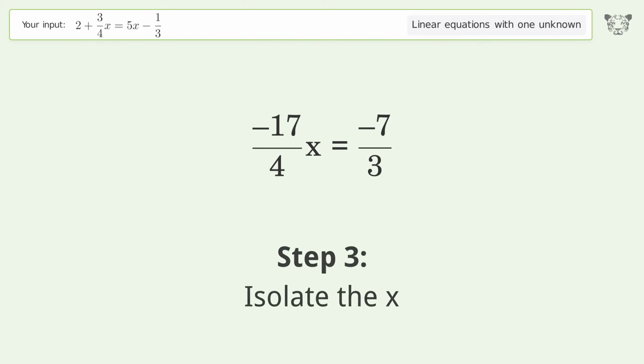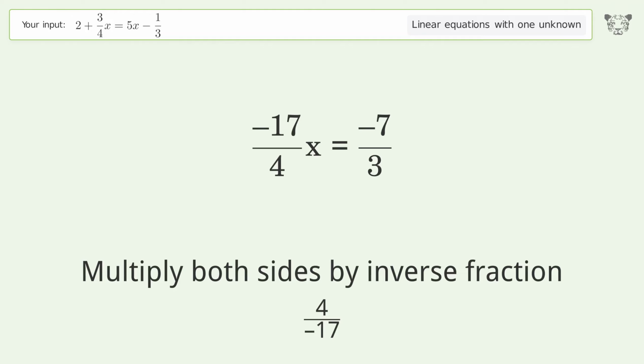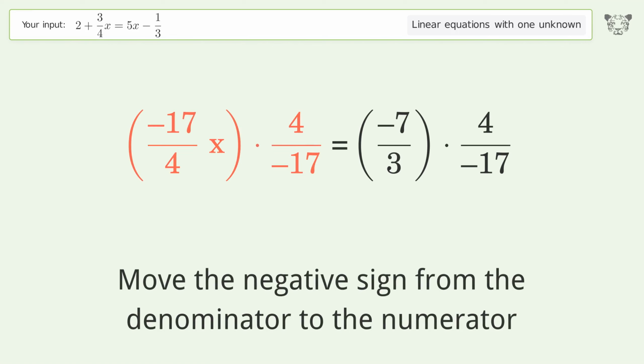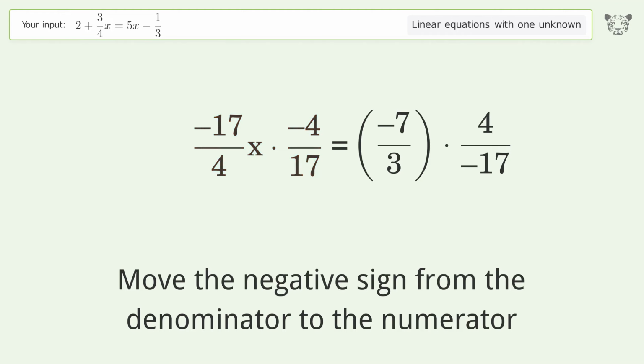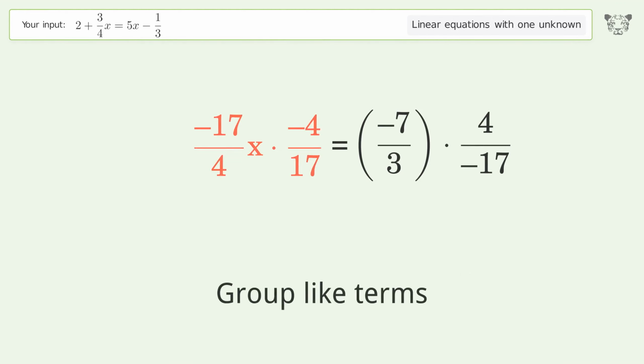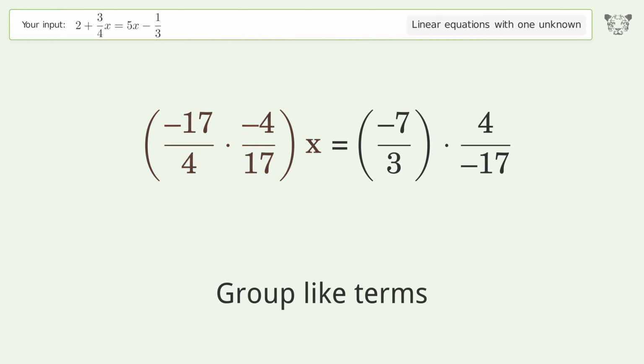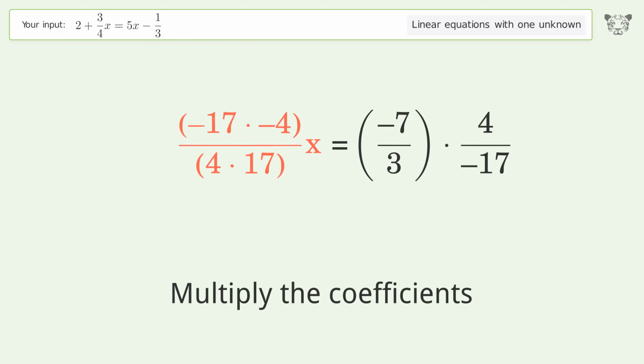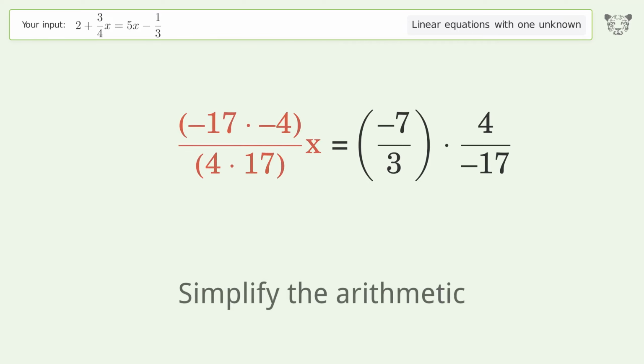Isolate the x. Multiply both sides by inverse fraction 4/-17. Move the negative sign from the denominator to the numerator. Group like terms. Multiply the coefficients. Simplify the arithmetic.